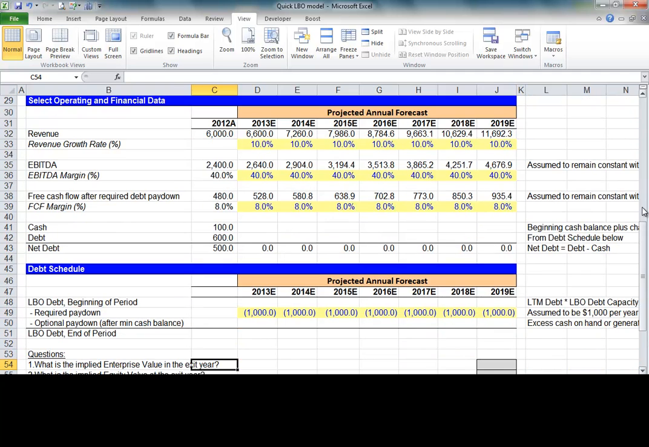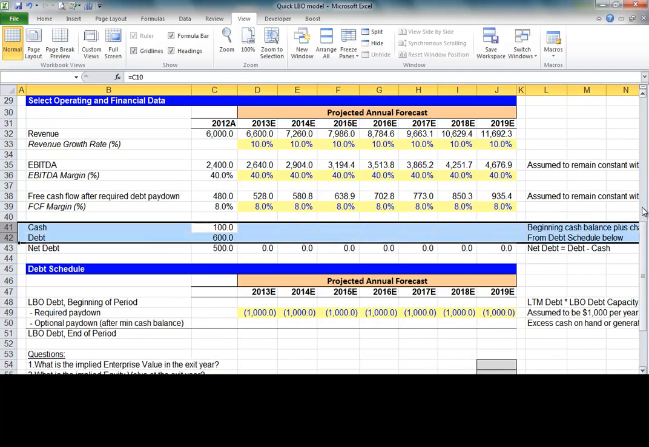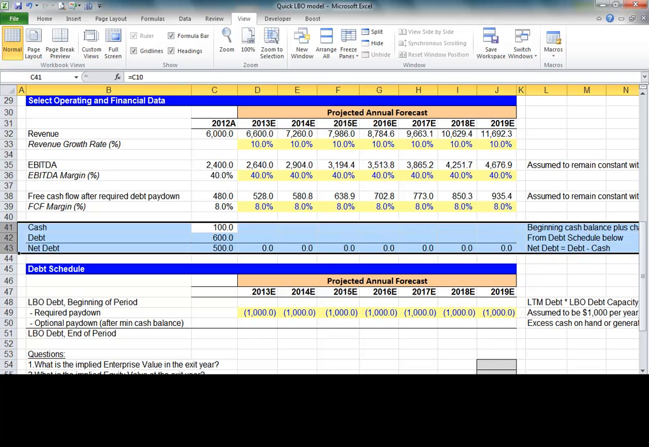So what we'll do next, we'll build out our debt schedule and our abbreviated balance sheet, but we're going to do that in the next lesson. So stay tuned for part two.